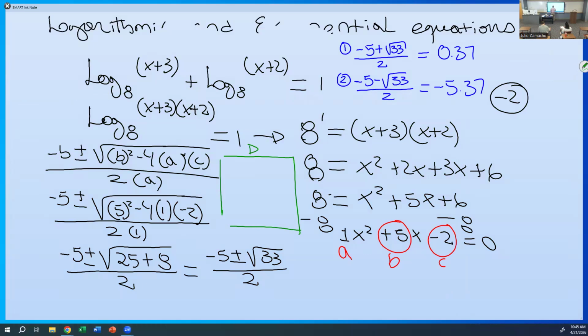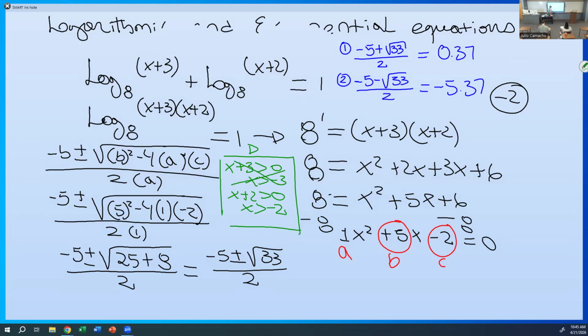Put D for domain. You have x plus 3 has to be greater than 0, so x is greater than negative 3. And then you have x plus 2 is greater than 0, so x is greater than negative 2. Which one is closer? Negative 2. So I will cancel the first domain.